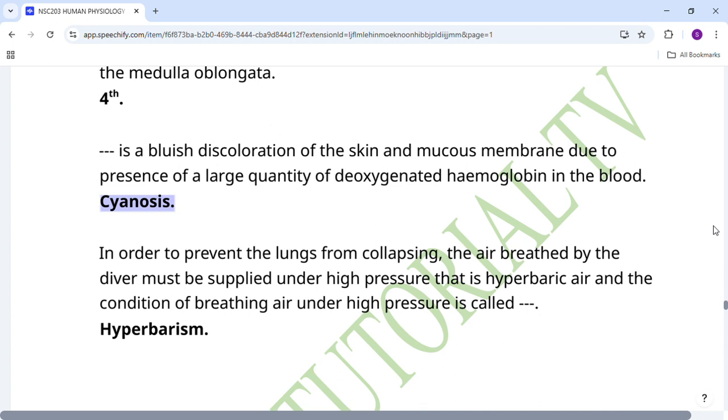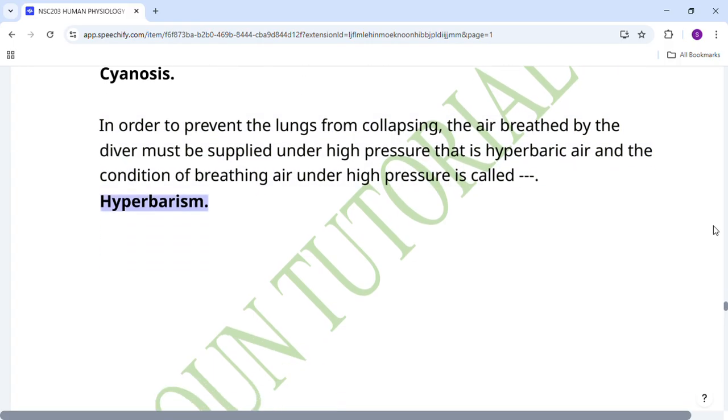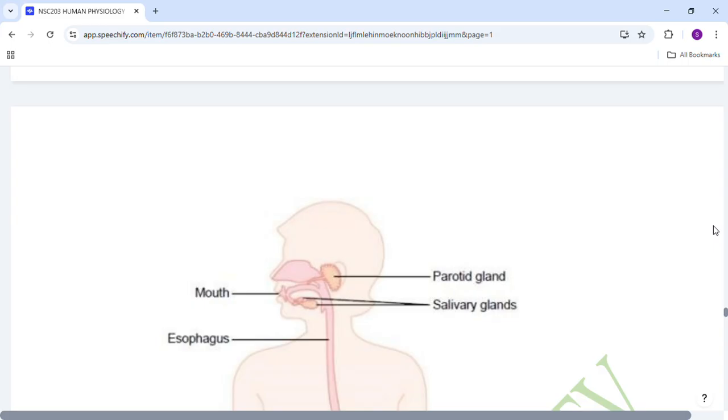In order to prevent the lungs from collapsing, the air breathed by the diver must be supplied under high pressure, that is hyperbaric air, and the condition of breathing air under high pressure is called hyperbarism. The digestive tract includes the mouth, pharynx, esophagus, stomach, small intestine, large intestine, rectum, and anus.